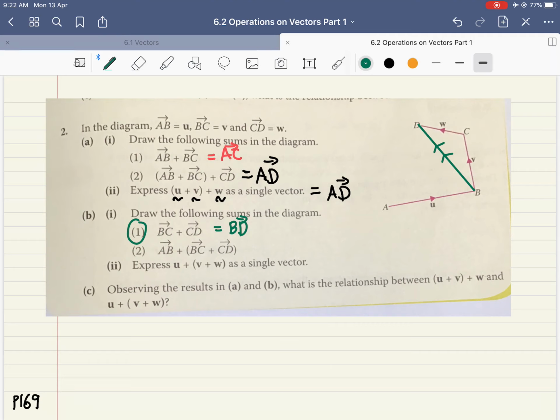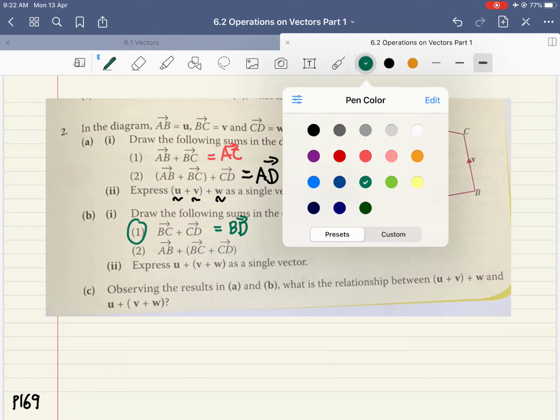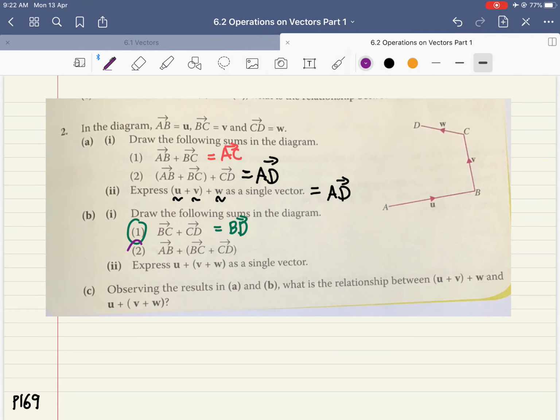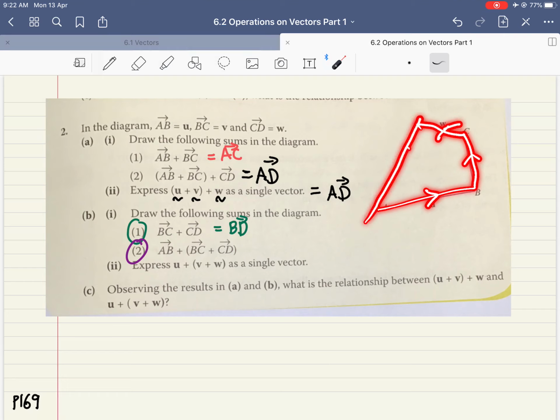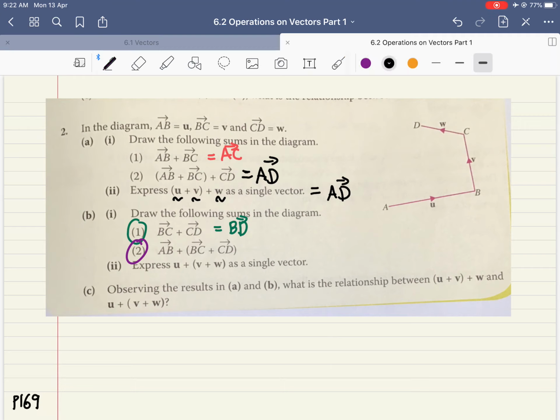Then similarly, AB plus BC plus CD. Alright, let me just erase this. Let me do this in yet another color. It's great to have so many colors. I'm going to do this in purple. So I'm doing AB plus BC plus CD. My resultant vector down here is also equal to AD. Hence, for this case, AB plus BC plus CD is equal to the vector AD.